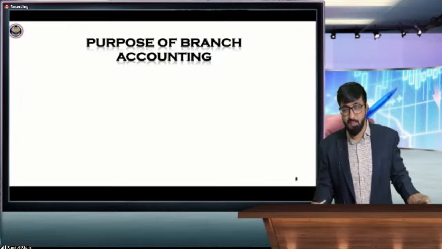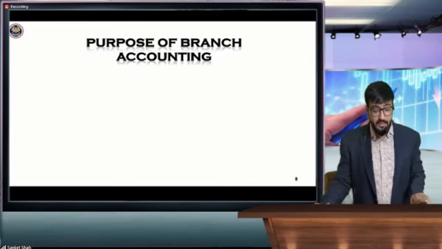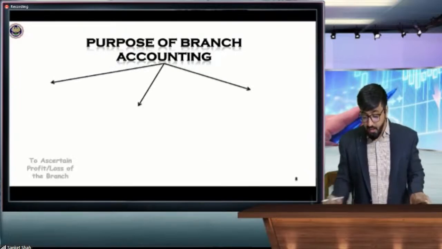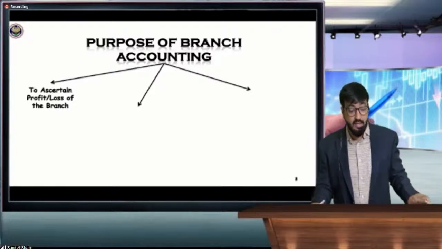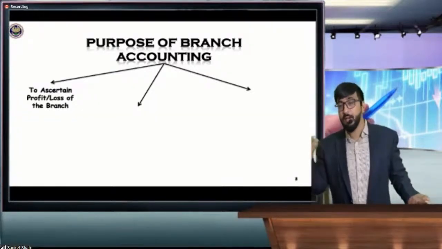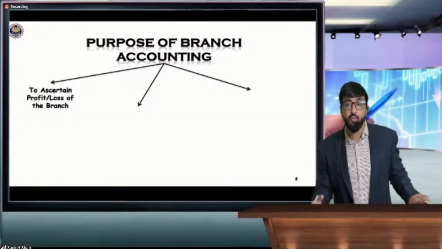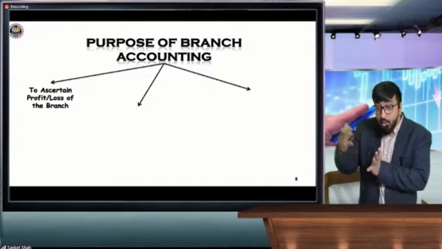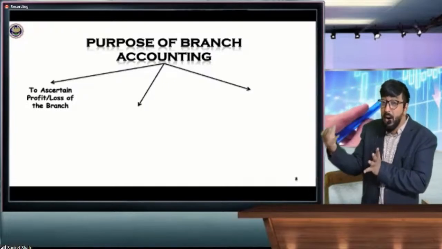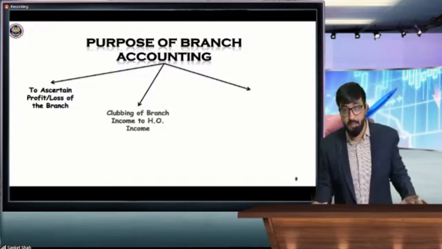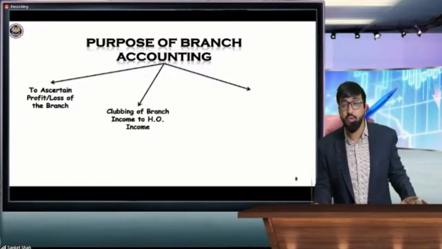Don't write purpose and all. So purpose is very simple. We have to ascertain profit or loss of the branch, correct? Then after ascertaining the profit or loss of the branch, we have to club their income. So branch profit will be merged with head office profit. So clubbing of branch income with head office income.